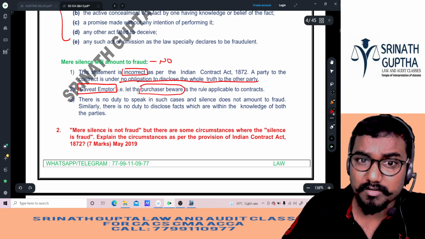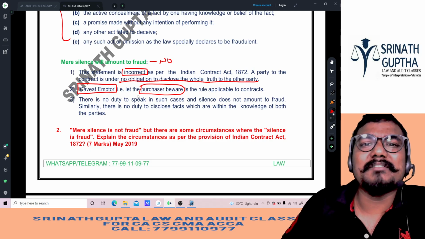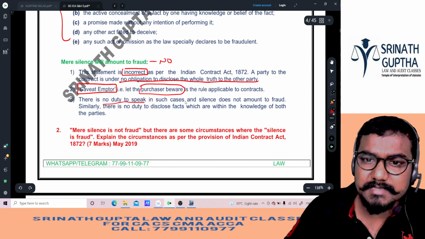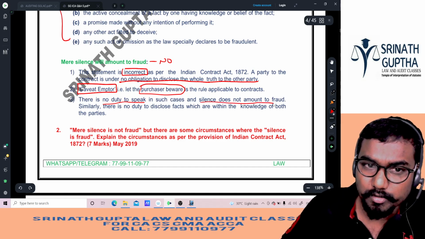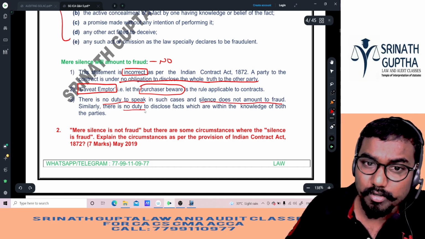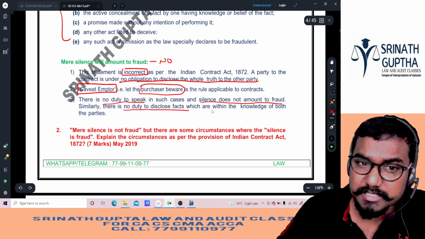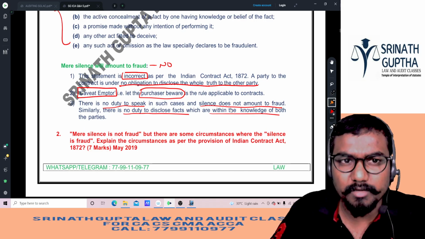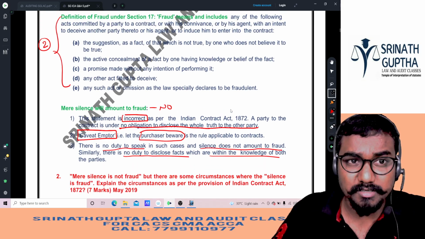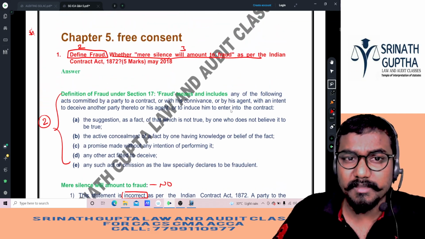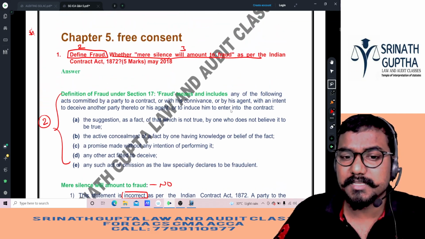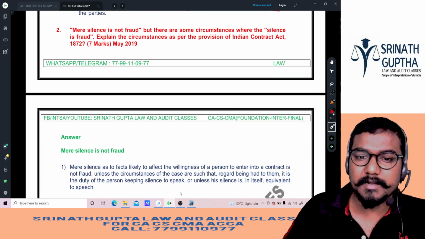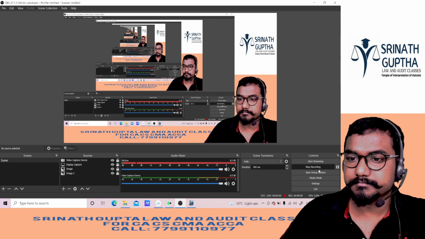Seller may not disclose the defects in the goods. Being a seller, why will I disclose the defects in my goods, beta? I will not. So there is no duty to speak in such cases. Silence does not amount to fraud. Similarly, there is no duty to disclose the facts which are within the knowledge of both parties, both buyer and seller. Clear? Buyer knows this, seller knows this, so I need not disclose it again. So what is the moral of the story, beta? Whether silence will amount to fraud? Answer is no. Silence does not amount to fraud. Understood, beta? Let us go to the next second question, sir.